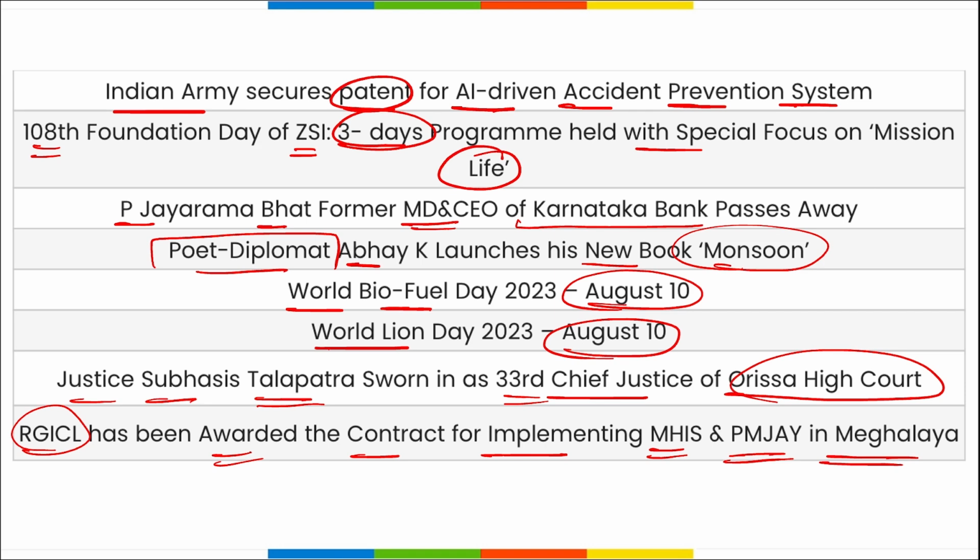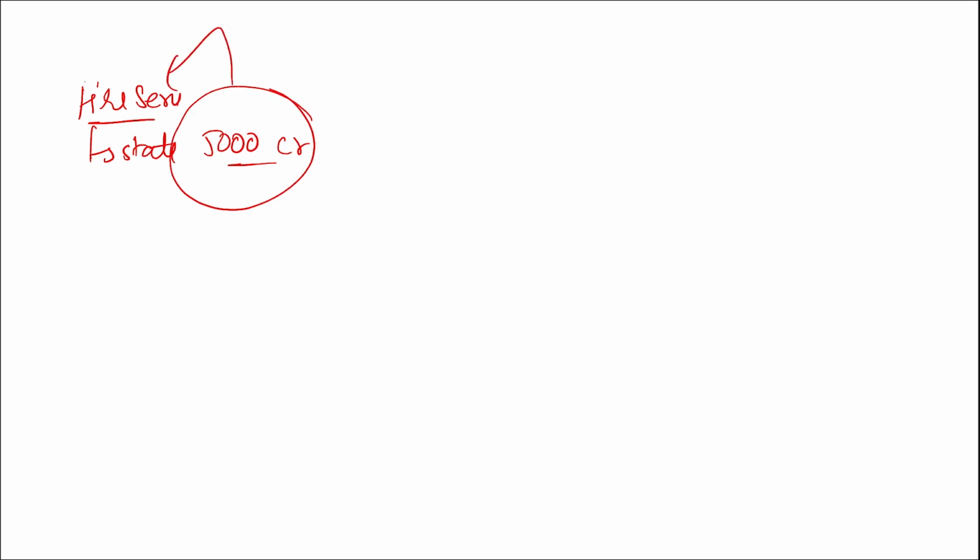So these were your important current affairs for the day, friends. Now let's move to some revision part. Then apart from this, remember recently, in order to increase the fire services in states, more than 5,000 crore rupees has been spent on these fire related services by the government.